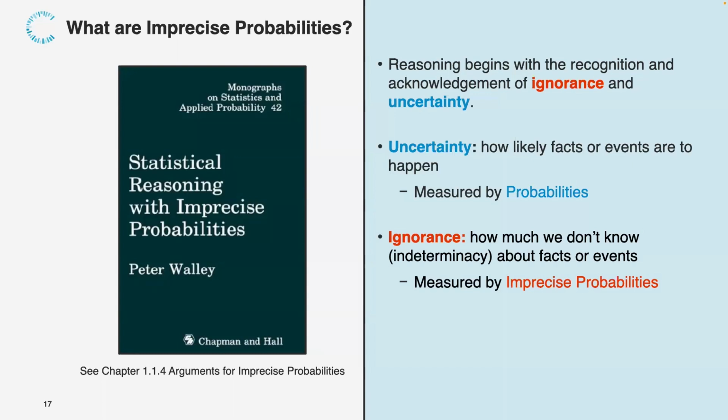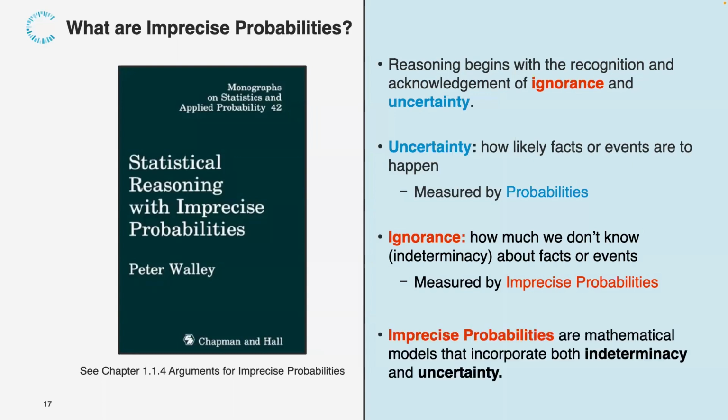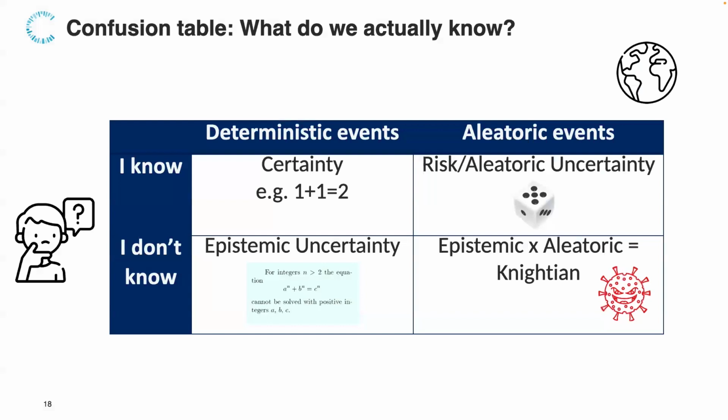So it's measured by, quote unquote, imprecise probabilities. And to copy the definition from Michele, imprecise probability is a study of mathematical models that can incorporate both indeterminacy and uncertainty. So I quite like this confusion table. It's going to make you more confused later on, but there are two players in this table.